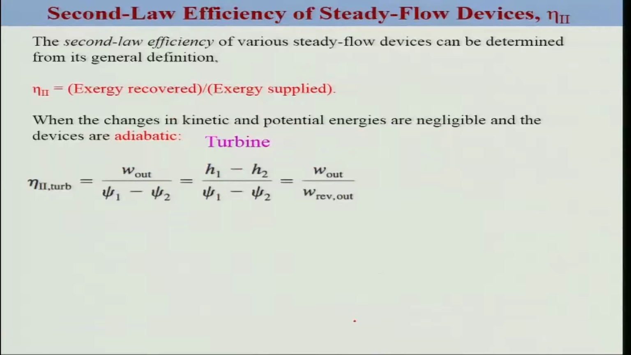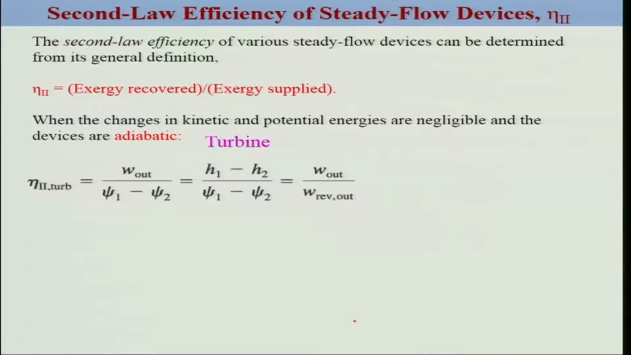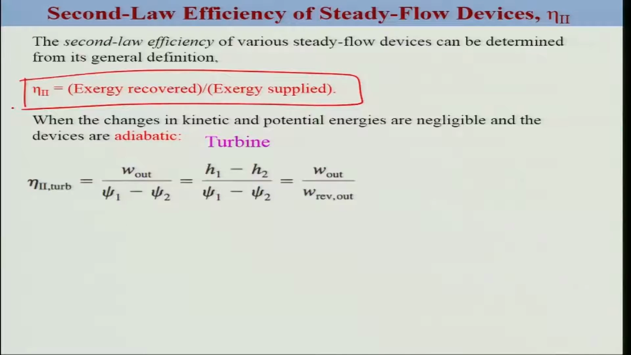So now let us look at the efficiency of steady flow devices. How do we make use of exergy to evaluate the second law efficiency? We already mentioned the second law efficiency is nothing but the ratio of efficiency with respect to the corresponding reversible devices, such as devices based on the Carnot cycle, and this can be written in terms of exergy recovered and exergy supplied. So this is the definition of second law efficiency. What we are going to do is just take the ratio of exergy recovered and exergy supplied.